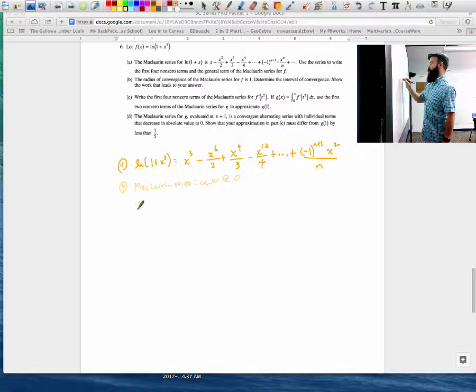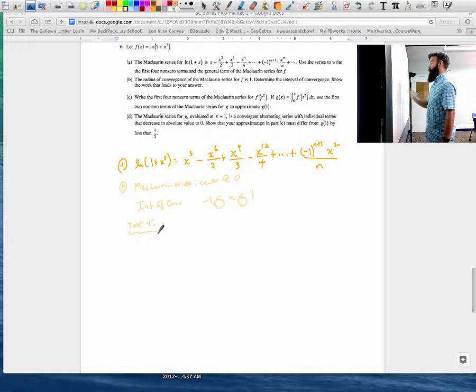So that means the interval of convergence has to go between negative 1 and 1. But what we don't know is the inclusion of these endpoints. So we have to test the endpoints to actually figure out whether they should be included in the interval. So let's start by testing negative 1.